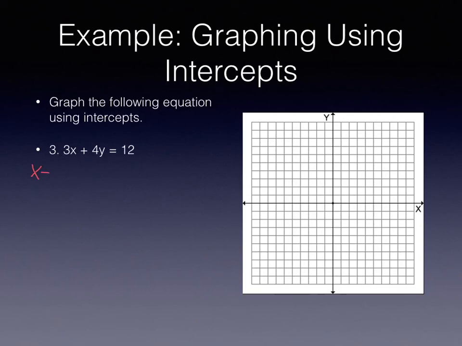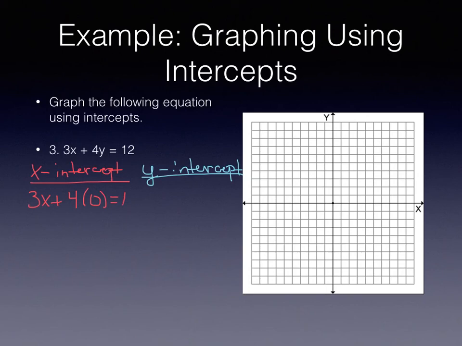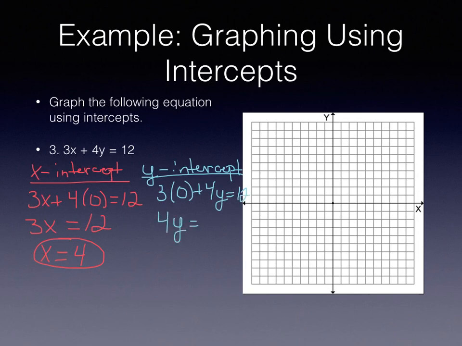So just like before, we're going to find our x-intercept, and we're going to find our y-intercept. So x-intercept, plugging 0 in for y. So we'll have 3x plus 4 times 0 equals 12. When I simplify that, I get 3x equals 12, divide by 3, x is 4. Y-intercept, so this time we're plugging 0 in for x, so 3 times 0 plus 4y equals 12. Simplify, we get 4y equals 12, divide by 4, y is 3.